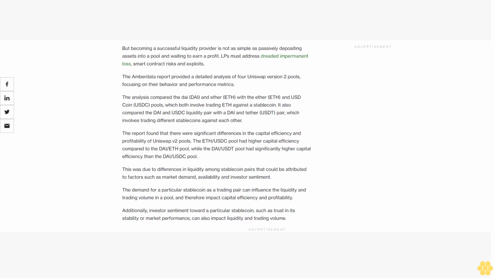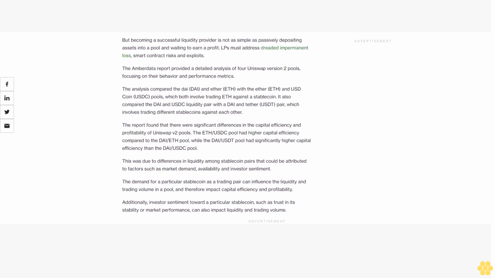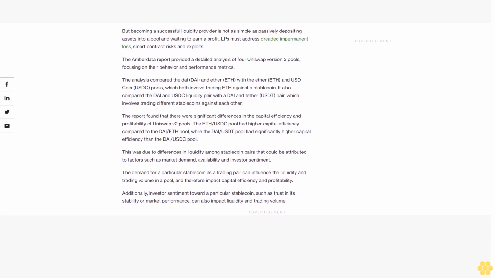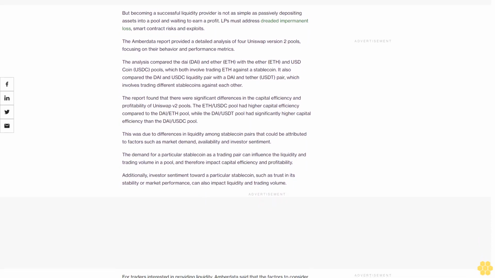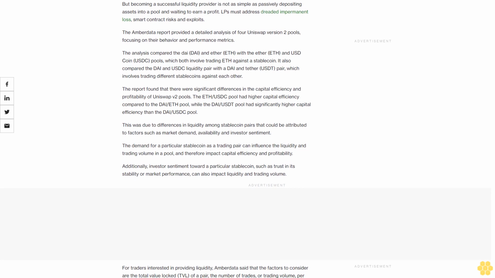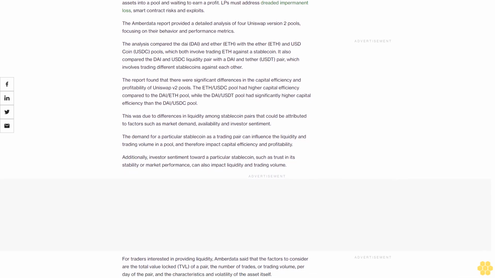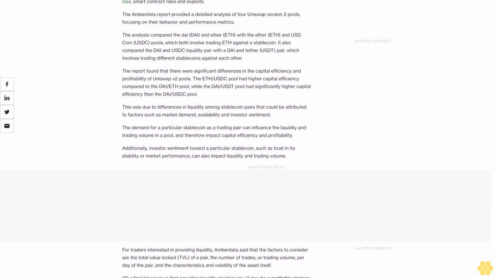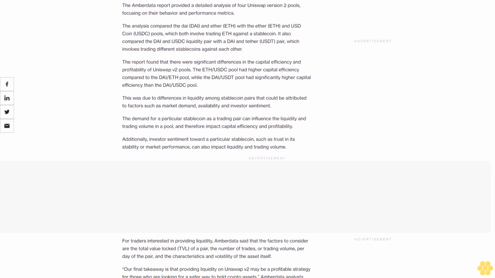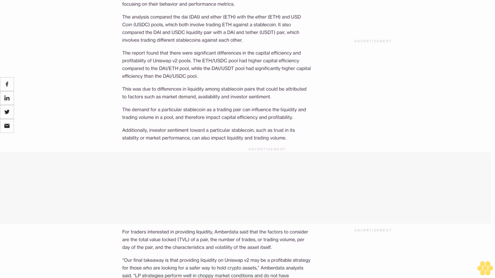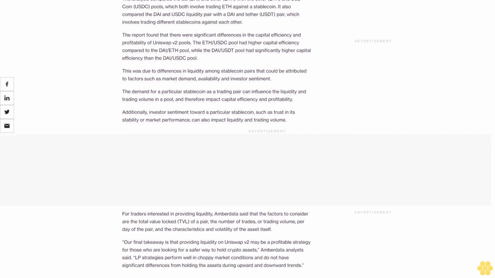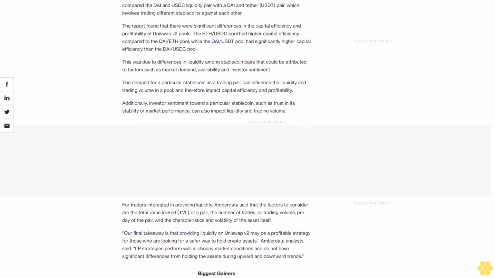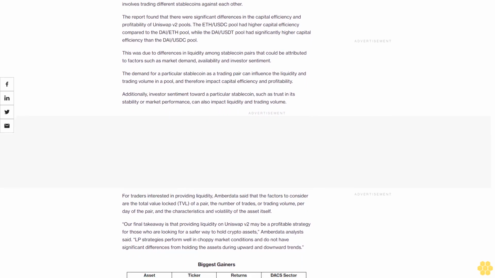The ETH/USD pool had higher capital efficiency compared to the DAI/ETH pool, while the DAI/USDC pool had significantly higher capital efficiency than the DAI/USDT pool. This was due to differences in liquidity among stablecoin pairs that could be attributed to factors such as market demand, availability, and investor sentiment. The demand for a particular stablecoin as a trading pair can influence the liquidity and trading volume in a pool, and therefore impact capital efficiency and profitability.